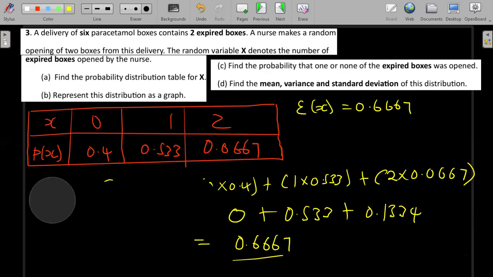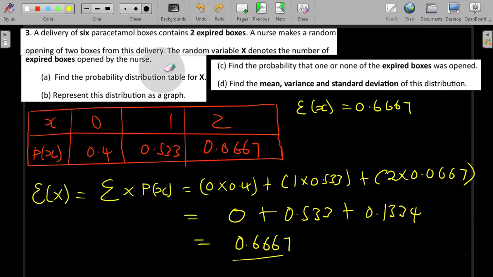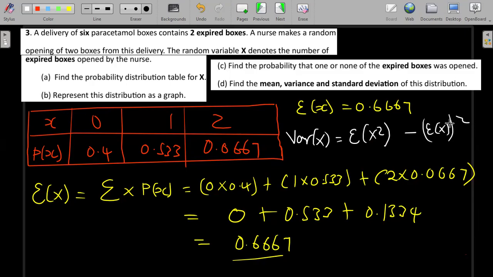And then we also find the variance. So the variance is given by this formula. The variance of x is given by the expected value of x squared minus the expected value of x, and then you square it outside. So notice that this and this are not the same. Here the square is on the x, here the square is outside. So you first find the expected value of x and then you square it. We've already found this, so we just have to find this part.